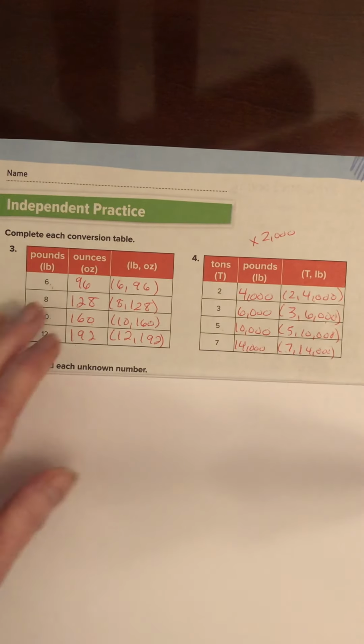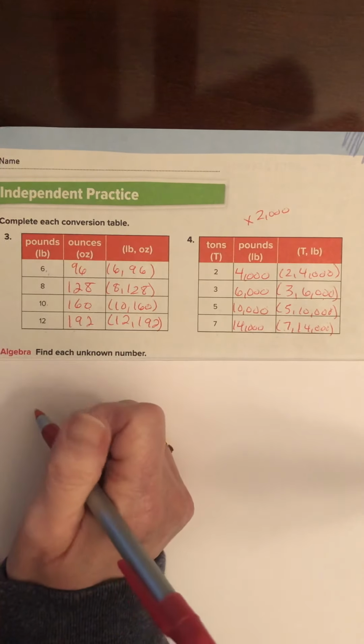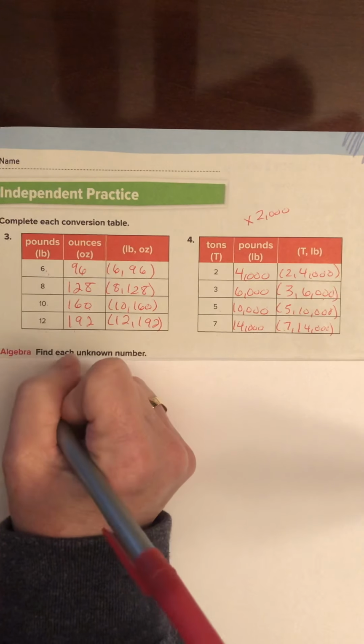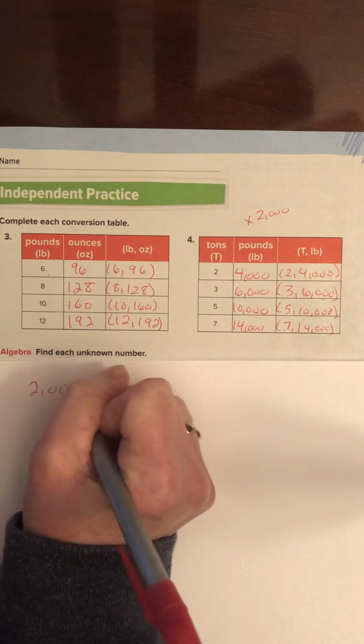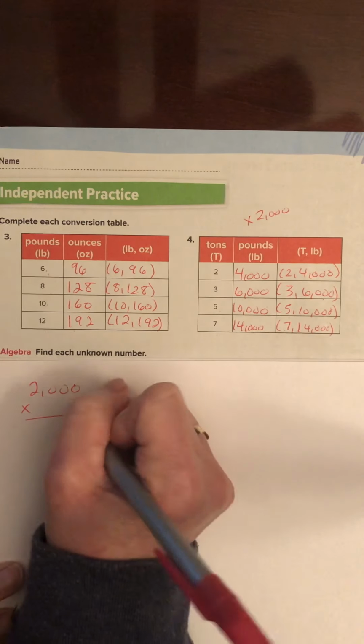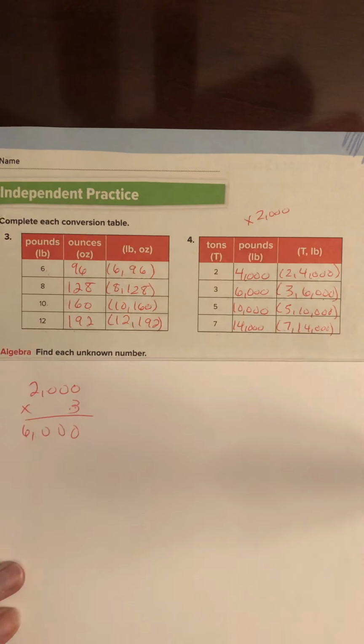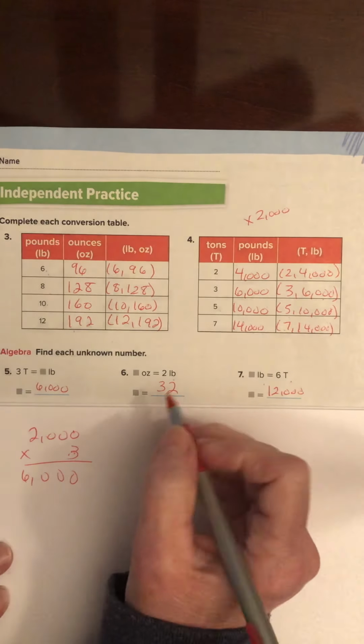Okay, so the first one is 3 tons, and we want to know how many pounds are in 3 tons. So there's 2,000 pounds in a ton, so 2,000 times 3. 3 times 0 is 0, 0, 0, 3 times 2 is 6. So the first one is 6,000 pounds, okay?